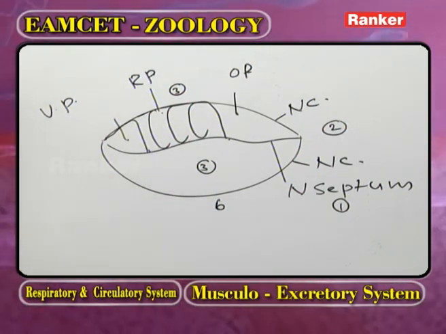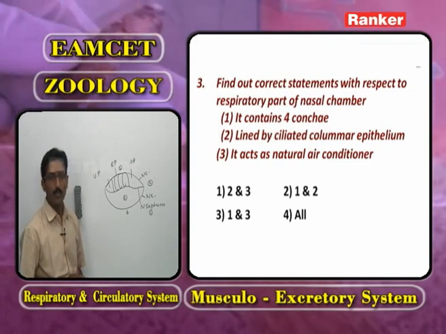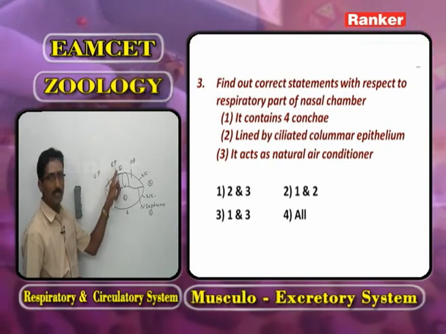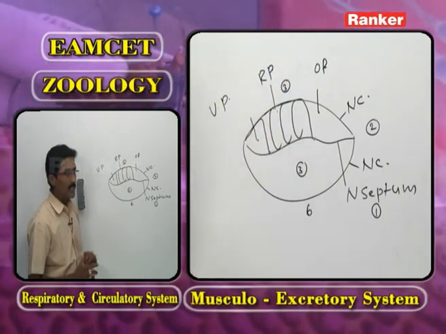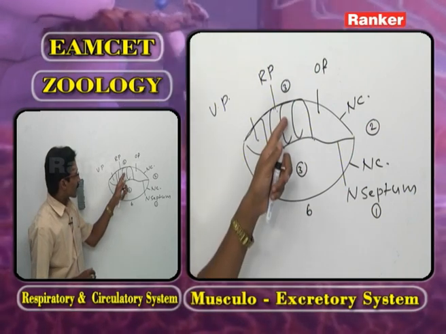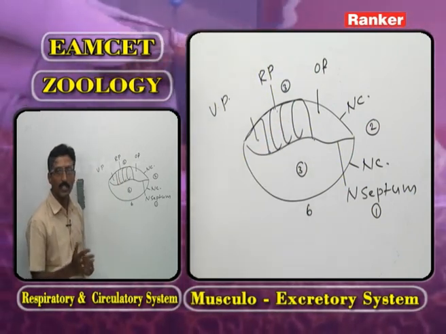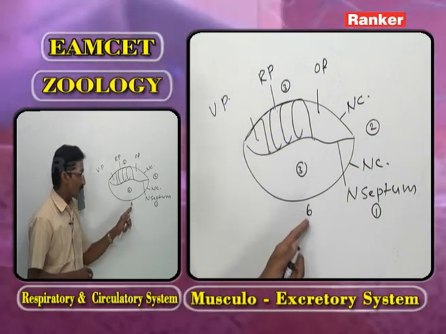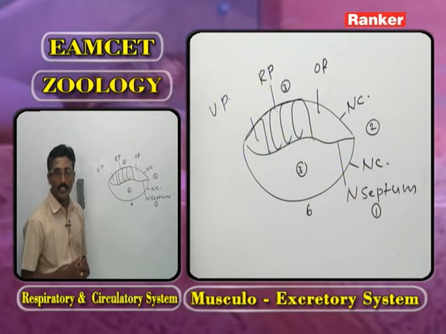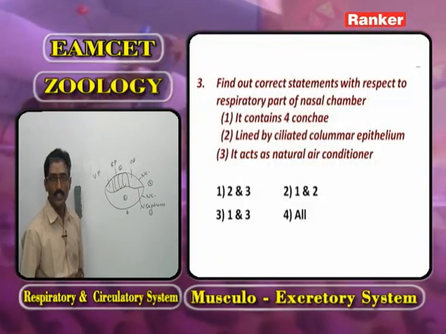Now, here the first option. Find out the correct statement with respect to respiratory part. This is the respiratory part. The respiratory part is largest. In the respiratory part, how many concave? Concave also called turbinals. How many concave? 3. Total number of concave? 6. But here what is the first statement? It contains 4 concave. That is the wrong statement.